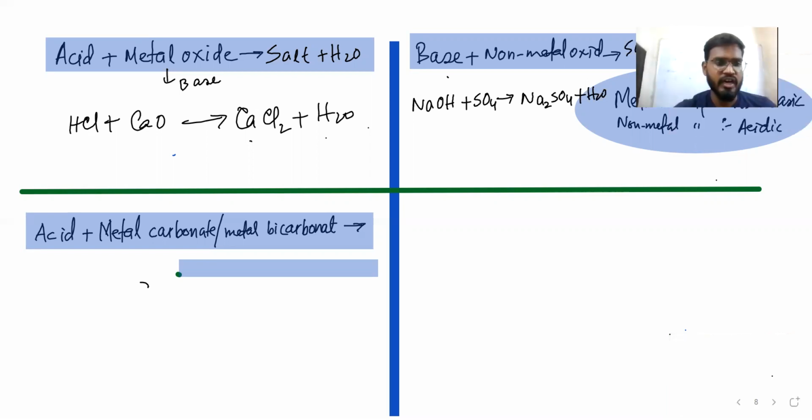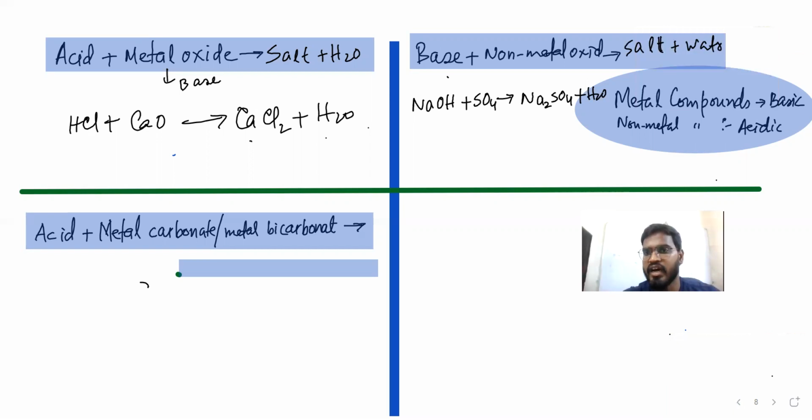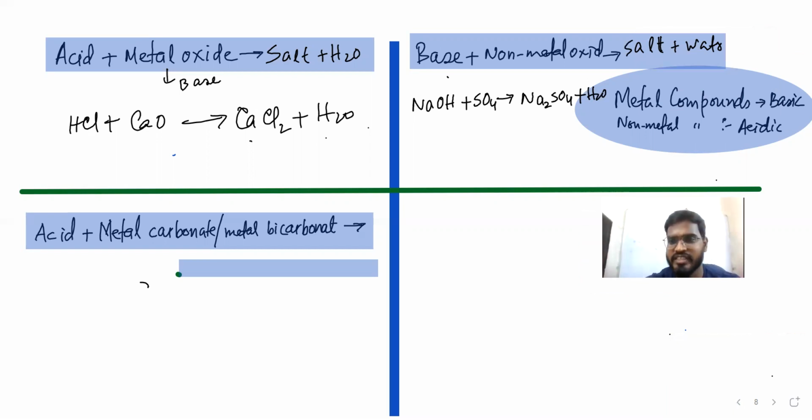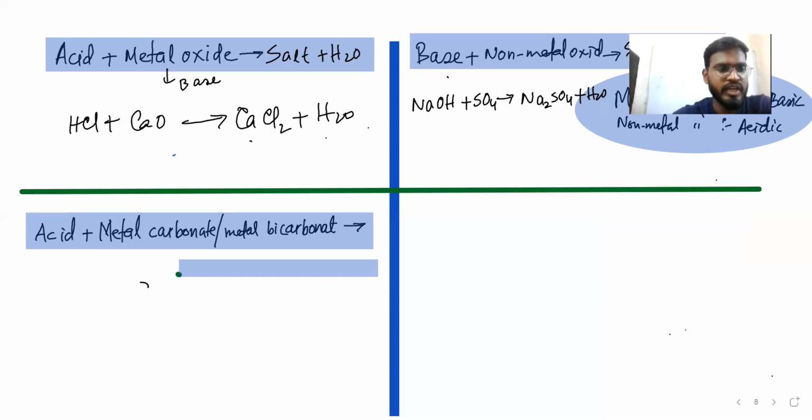Now let's see, this thing is important. Metal compounds, meaning metal oxides, are basic in nature, and non-metal oxides are acidic in nature. Now acid plus metal carbonate or metal bicarbonate will give you, as you guys also know, salt plus water plus CO2, carbon dioxide, right?